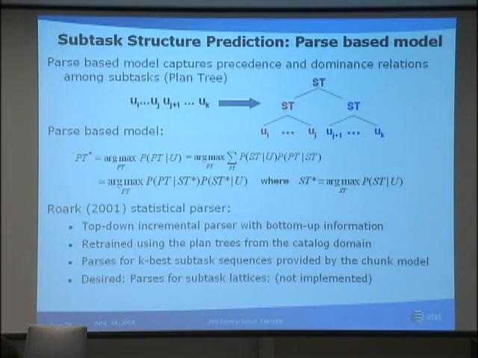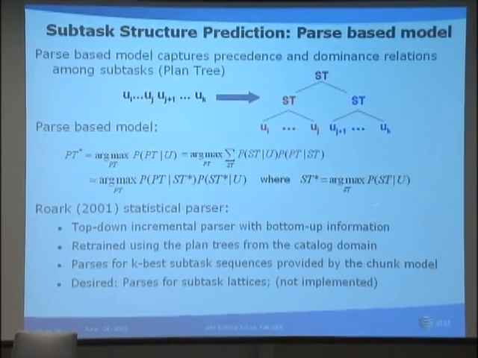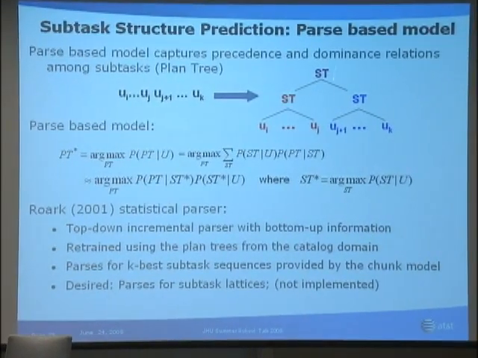So one small twist is that the chunk-based model doesn't give you the full structure that we were talking about. It just gives you the sequence of chunks. So you can go one step further and infer the dominance relation: how are these subtasks related to each other? And you can use a parser to do that. I'm not talking about that right now.